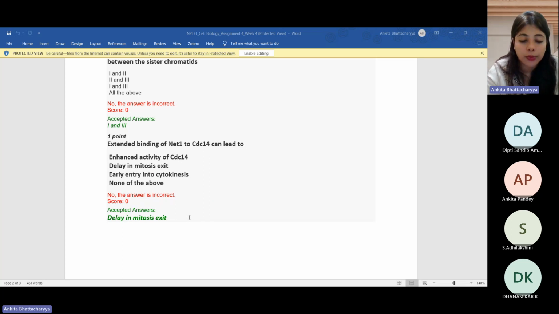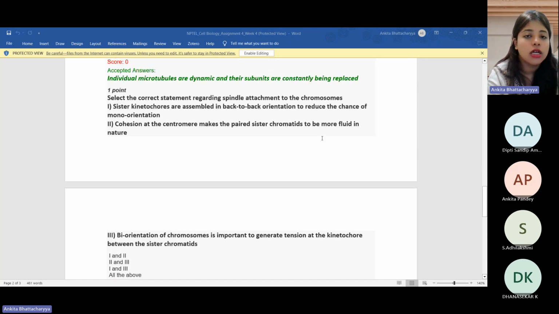This NET1 CDC14 complex has a role to play in mediating the exit of a cell from mitosis. So if there is extended binding of these two, then it can actually delay the exit of cells from mitosis. That would make option 2 correct, which is that a delay in mitosis exit is what would happen in that case. So with this, I come to an end for the sample questions for this week as well.